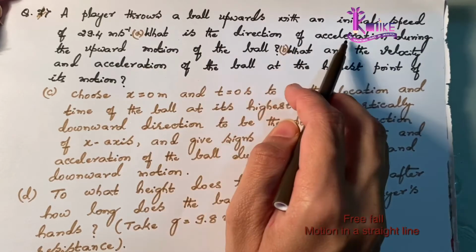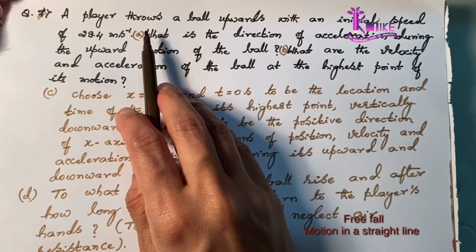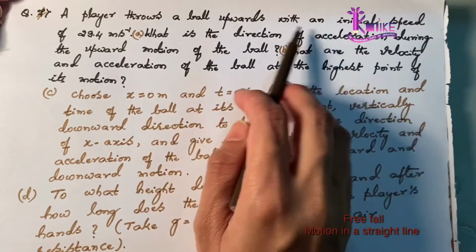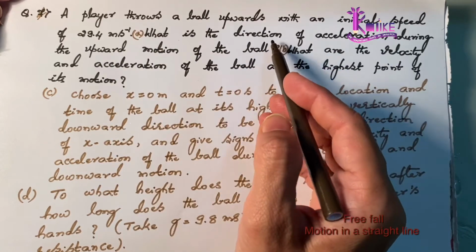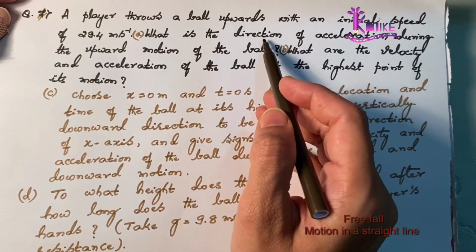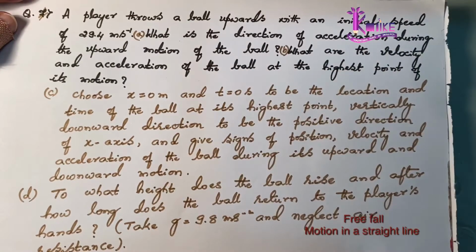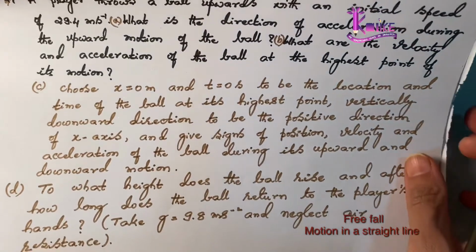What is the direction of acceleration during the upward motion of the ball? The only data that we have is the ball is being thrown upwards with an initial speed of 29.4 meter per second. Here we need to find the direction of acceleration during the upward motion of the ball. We know that acceleration during a free fall, or whenever the ball is thrown upwards, is always directed towards the center of the earth. So it is always directed in the downward direction.